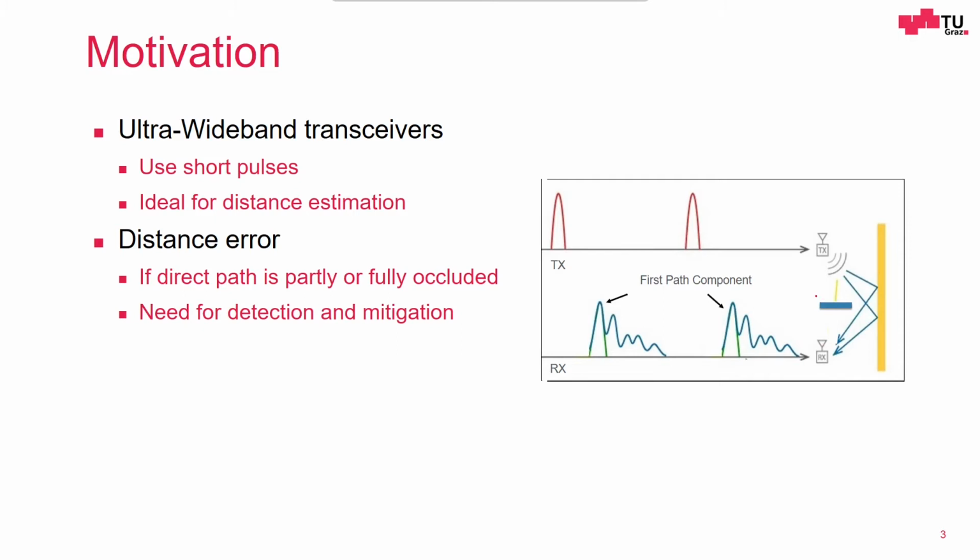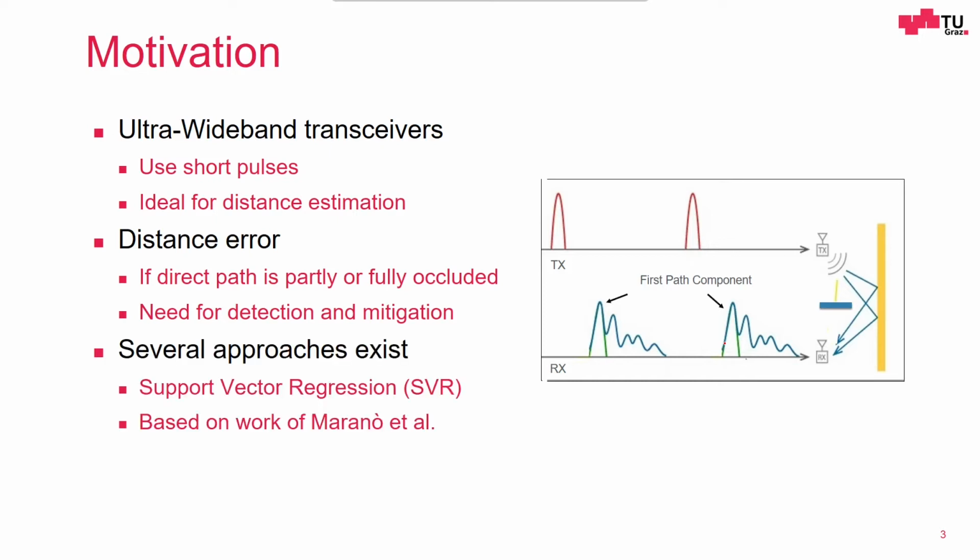What can happen is that if there is an object partially or fully occluding the direct path component, then one of the multipath components might forcibly be identified as the first path component. And since the first path component is used to calculate the time of flight and therefore the distance between two radio modules, this will lead to an error. And because of this, there is the need for a method that can detect and also in the best case can mitigate these problems. Of course, there exist several approaches.